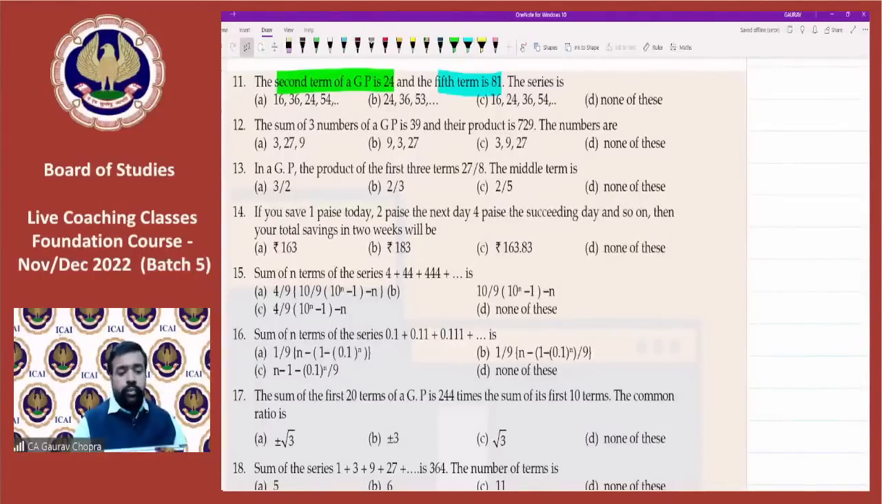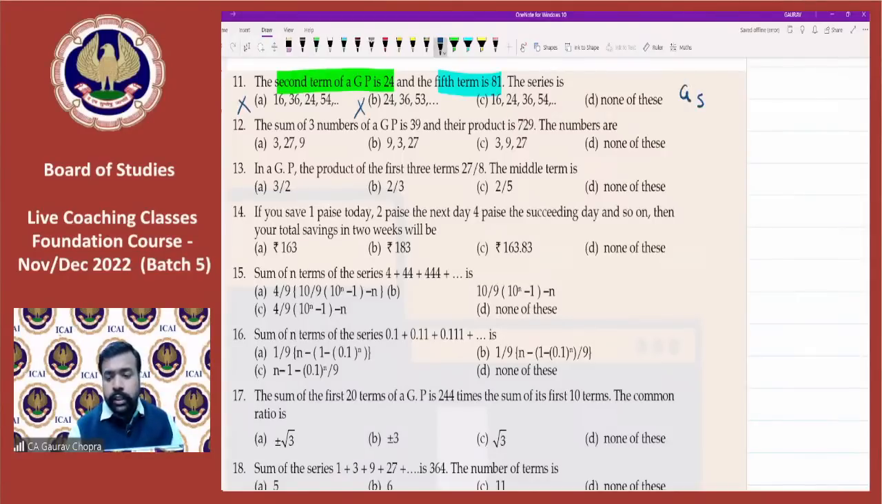Okay. So whenever the second term is 24, you can clearly check the options. The first option is not having 24 on second position. First is wrong. In B option also 24 is not coming on second position. B is also wrong. In C, 24 is coming on the second position. Now we have to check about the fifth position, whether the fifth number will be 81 or not.